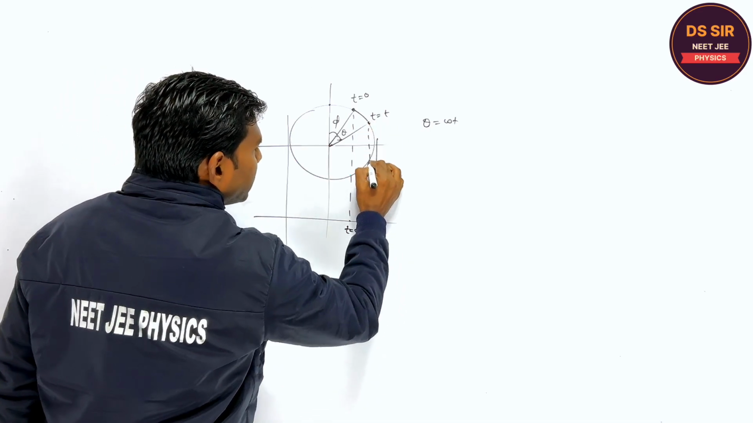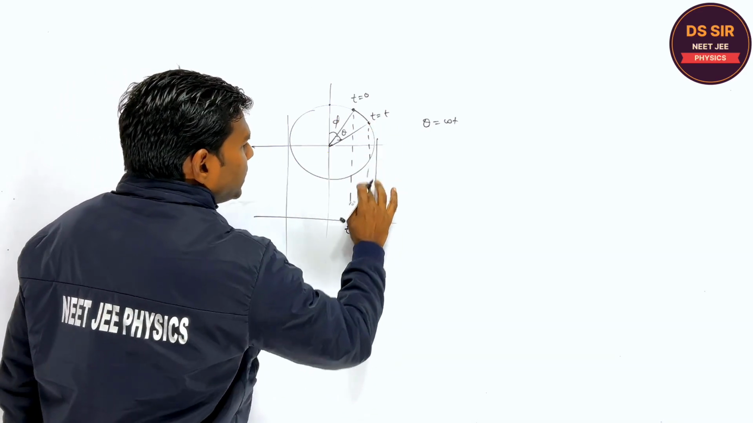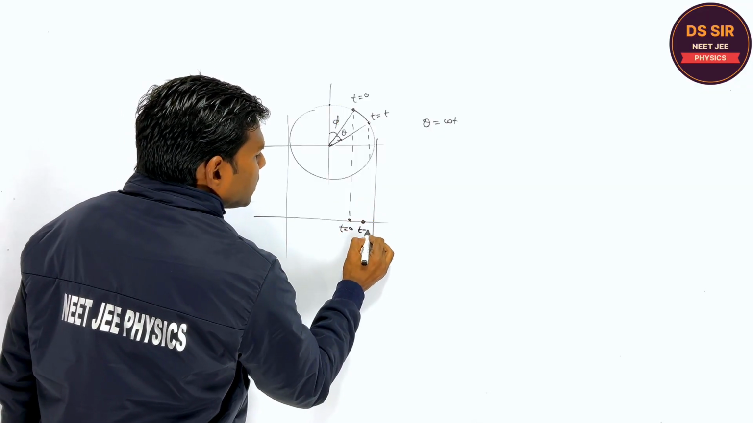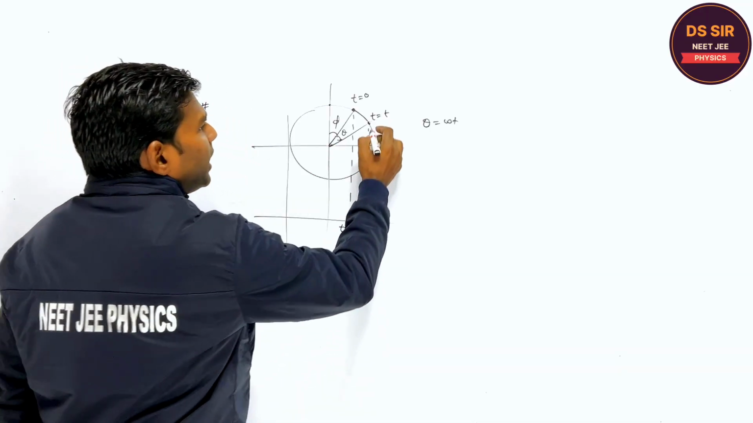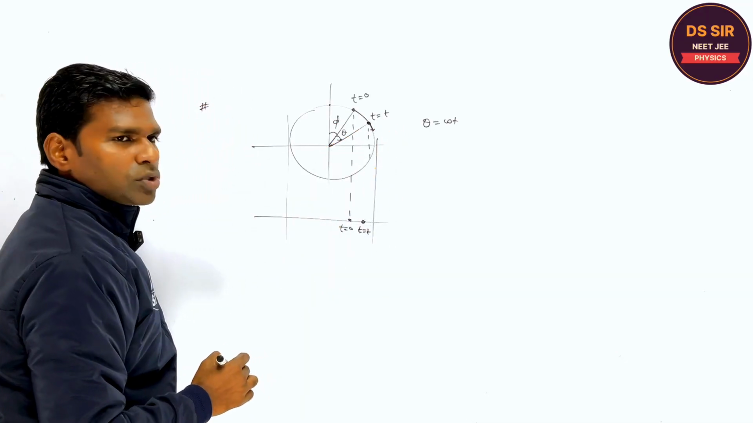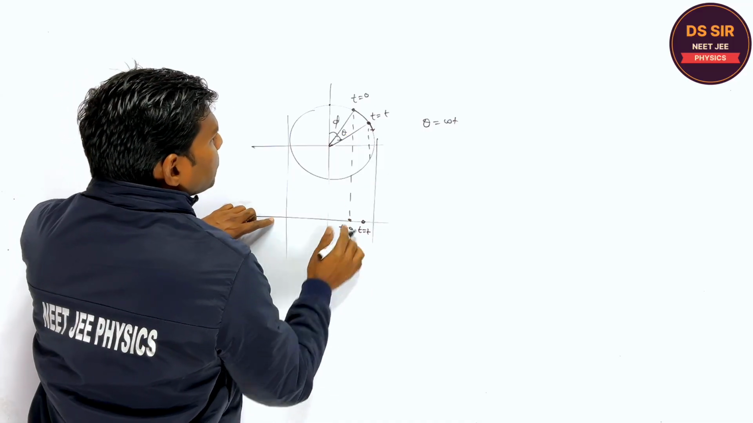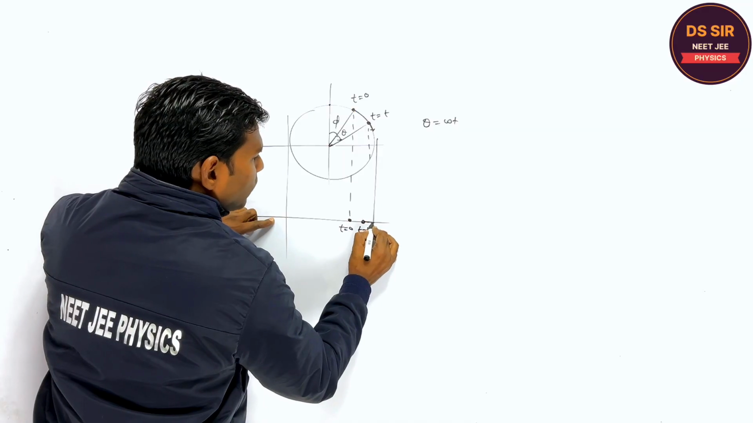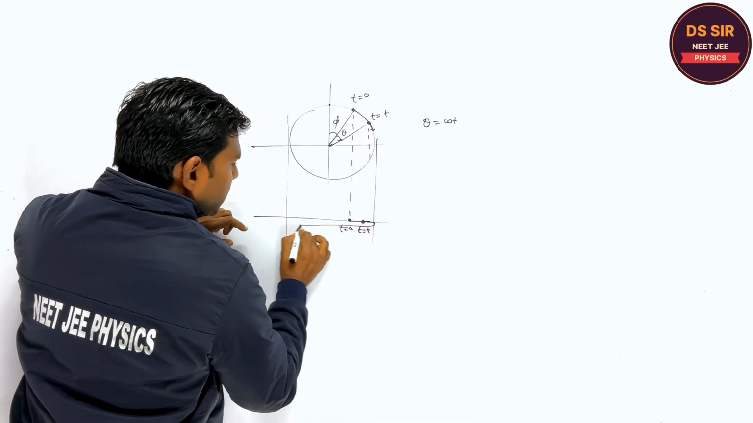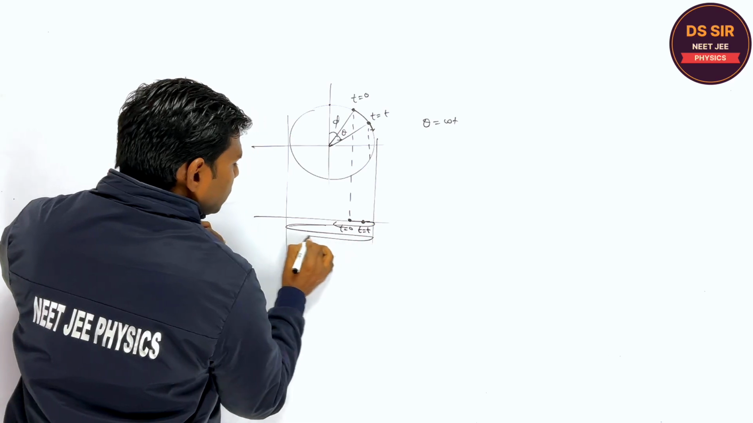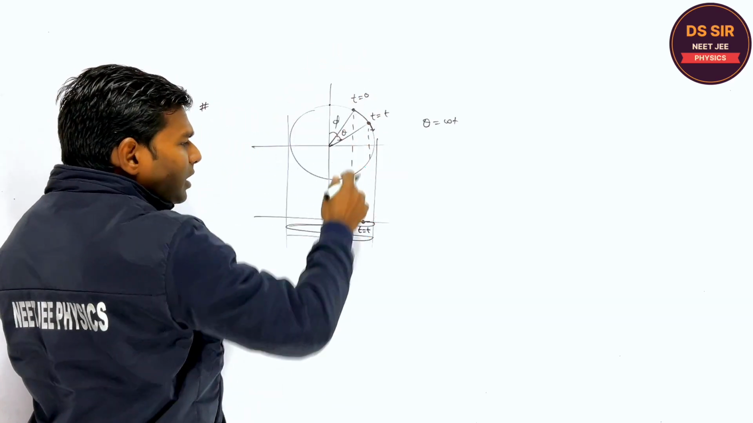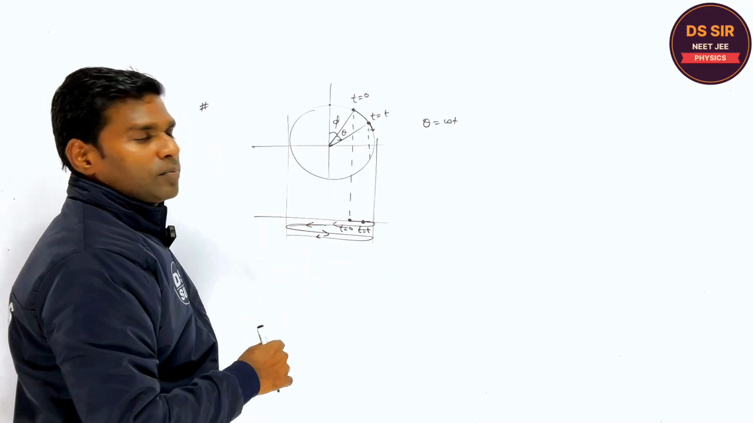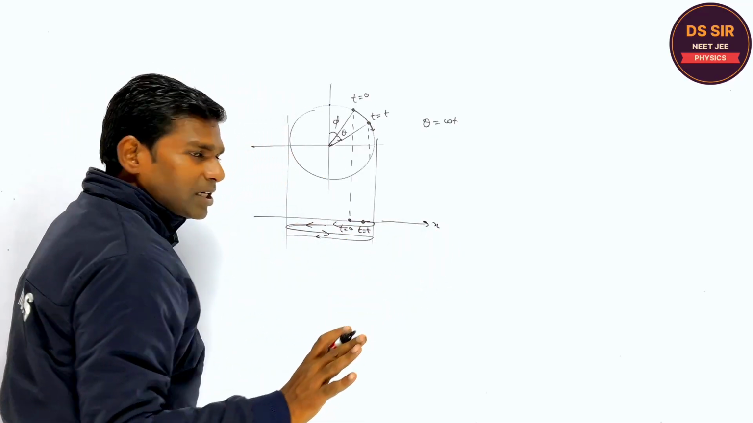And after time t, the particle reaches this point. It is at this point initially at t equal to 0, and after time t it reaches this point, and it is performing uniform circular motion. So at t equal to 0, the particle starts at this point and then it moves like this. It performs uniform circular motion on the circle, and its foot of the perpendicular will perform linear SHM on the x-axis. Is it clear or not?